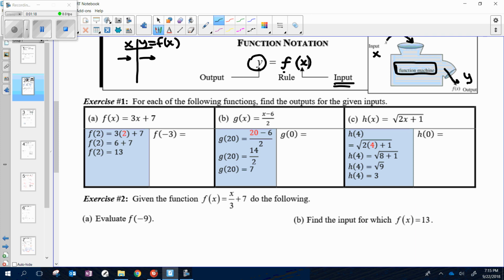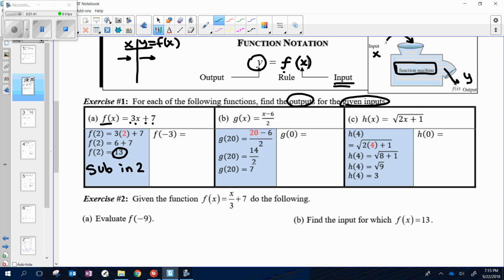All right, let's try a few notation things here. For each of the following functions, find the output for the given input. So they gave me a rule. This time it says 3 times a number plus 7. So we're going to take 2. This is an example with 2 plugged in. This is nothing more than substitution. So I subbed in the 2, and I got out 13 after calculating.